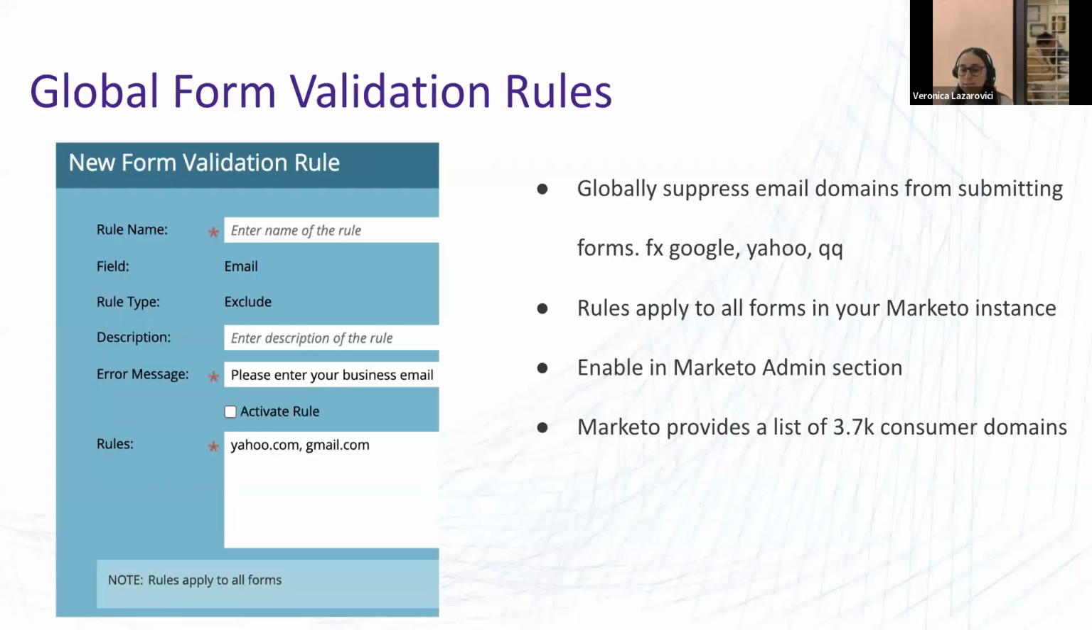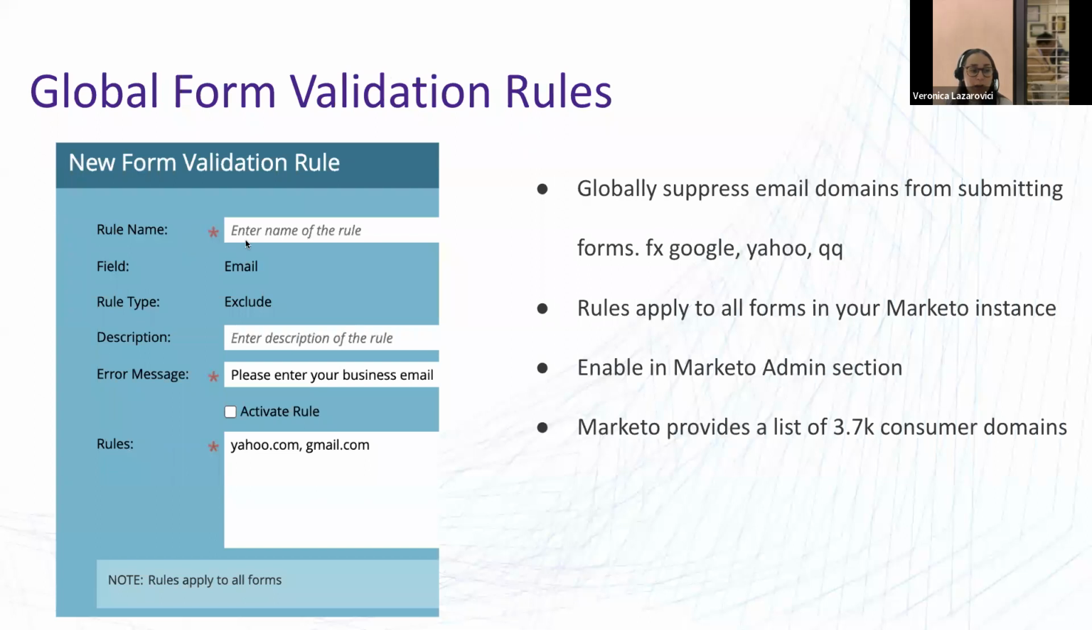On to the next update, global form validation rules. This is a feature that allows you to block specific domains from submitting any of the Marketo Engage forms. For example, if your business does not want personal email addresses in your database, like Yahoo or Google, then this is how you would implement it. Basically, in your admin section in Marketo, you would see global form validation rules, and then you can create rules there. This is how you would do that.